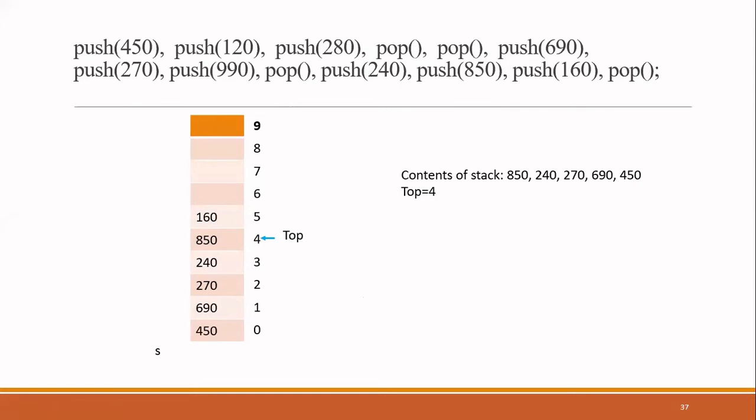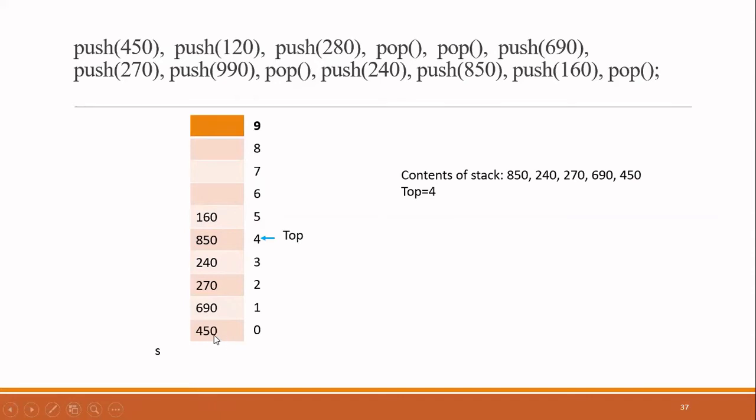They asked two things. One is show the content of the stack after all the operations are over. So now your content of the stack, if you see, don't simply write starting from 160. You see where is your top pointing to. Top is now pointing to 4. You start from 4, then write all the elements one by one in the same order till you reach 0. Okay, so first is 850, then 240, then 270, 690, and then 450. These are the contents of the stack.